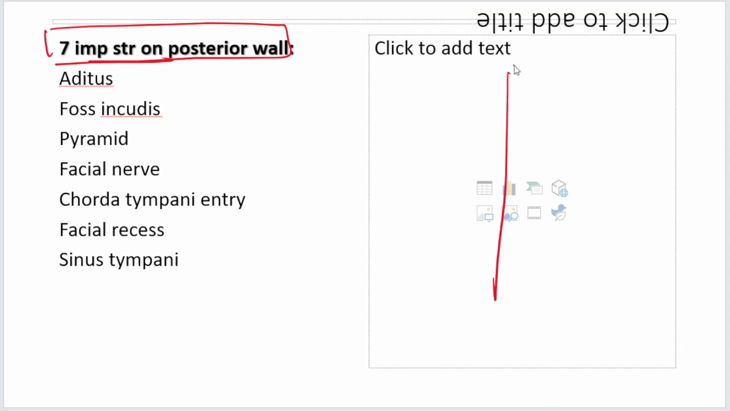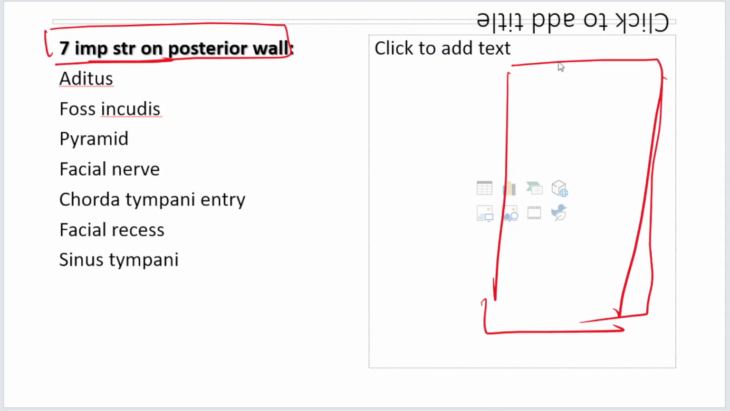So the posterior wall, if you're looking at it from the anterior wall, appears like a rectangle. At the superior part, you will have the aditus. The aditus is communicating the middle ear to the antrum. Then just below it, you'll have a depression called the fossa incudis, in which the short process of the incus is attached.